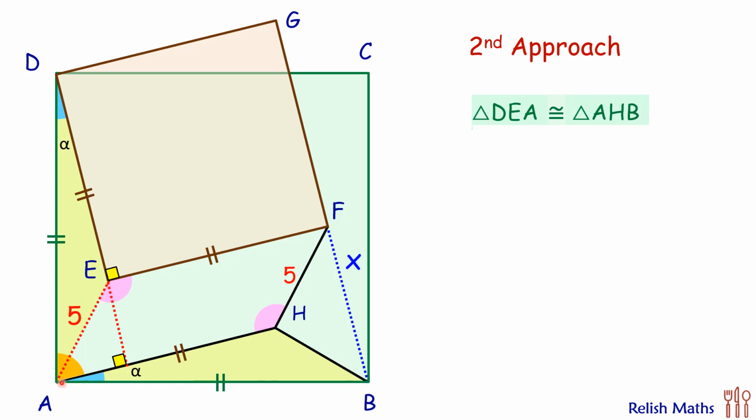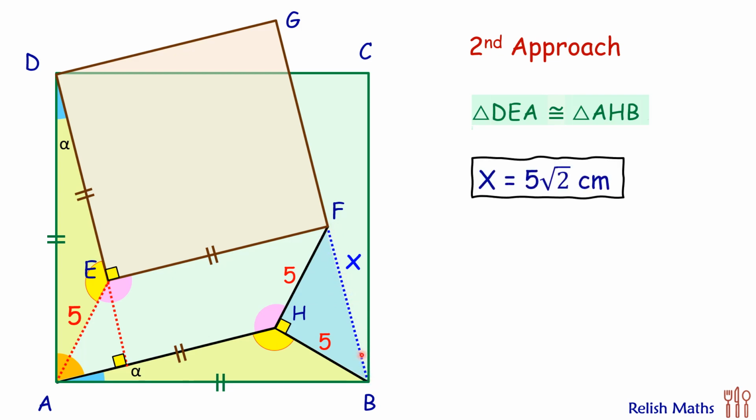Now as the triangles are congruent, the corresponding sides will be equal. AE and BH will be equal, or we can say BH is 5 centimeters. Also, if we see the corresponding angle, this angle E will be equal to angle H. Now, angles around the point, we can make out that angle H is nothing but 90 degrees. Let's check this triangle HBF. This triangle is a right angle triangle, two sides are given, so we can find the length of the hypotenuse, which is 5 root 2 centimeters.